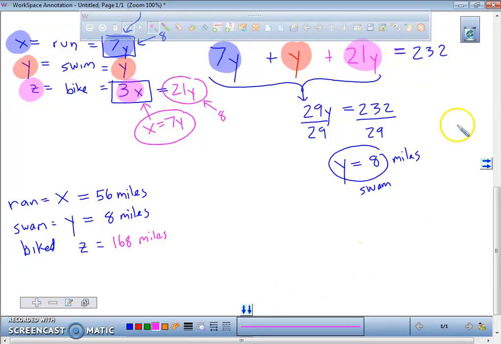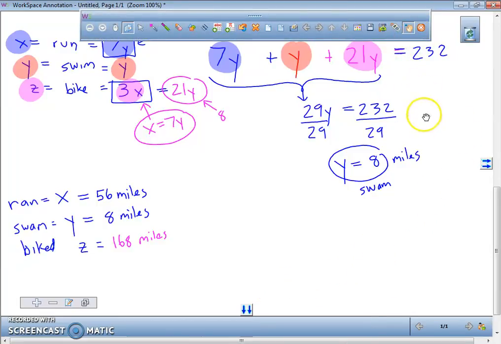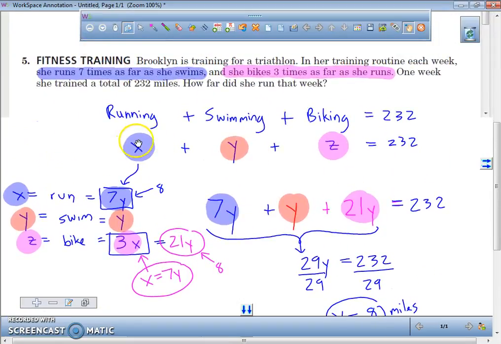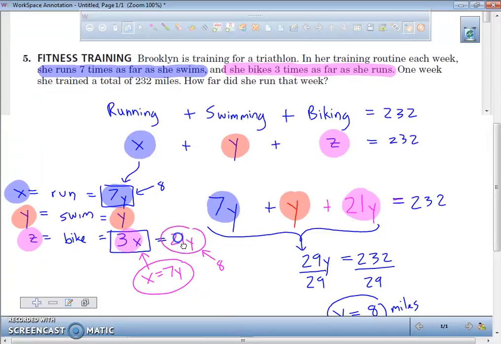So in review, let's think about what we just did. What we did first is we set up X plus Y plus Z equals the total. You could choose any variables that you want. You could have chosen R, S, and B if you wanted to. Then we figured out that the running was 7 times the swimming. We figured out the biking was 3 times the running, but we plugged in 7Y right here to get 21Y.